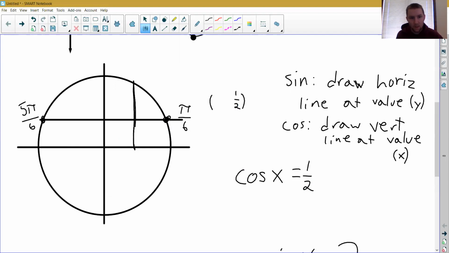I draw it up, I draw it down, and I end up intersecting 2 points that are labeled on my graph for me. This one here is, I believe, pi over 3. Trying to make that a little more of a pi. Pi over 3, and then this one down here is, let's see, 1, 2, 3, 4, 5 pi over 3. This one here is 5 pi over 3. Okay, so for cosine, we can draw vertical lines because we're talking about x values. For sine, we can draw horizontal lines because we're talking about y values. So cosine of x equal to a half, we can solve with our unit circle.